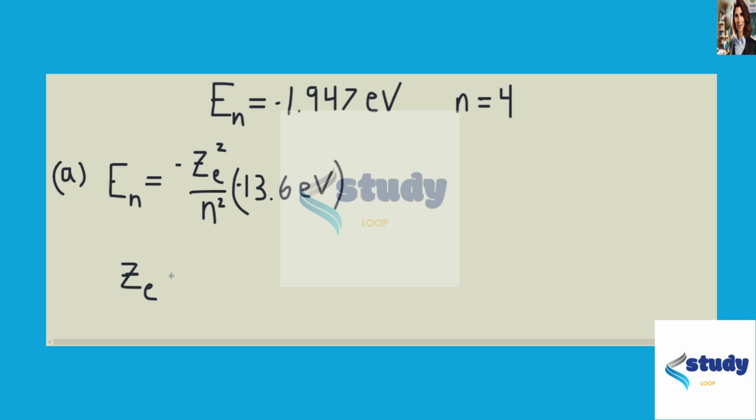which we're calling B, is equal to the square root of n squared, where n is equal to 4 here, times E sub n, which is 1.947 eV, divided by 13.6 electron volts, because the negative signs cancel.